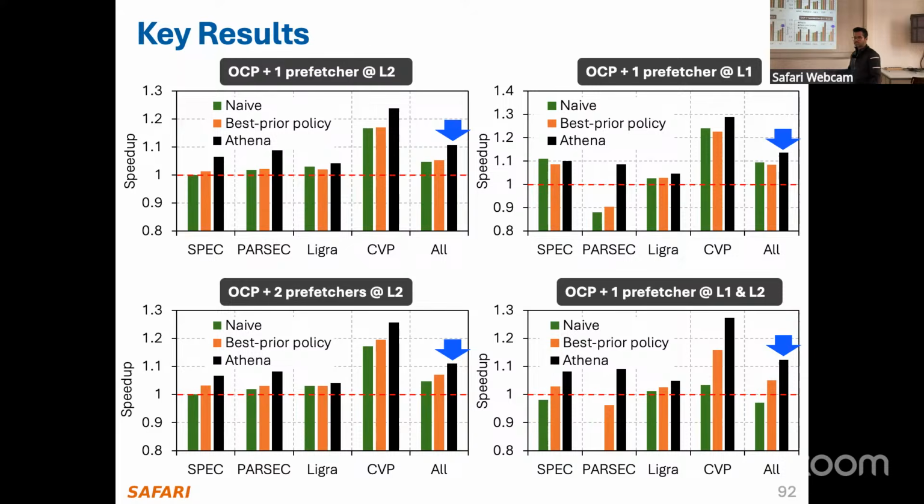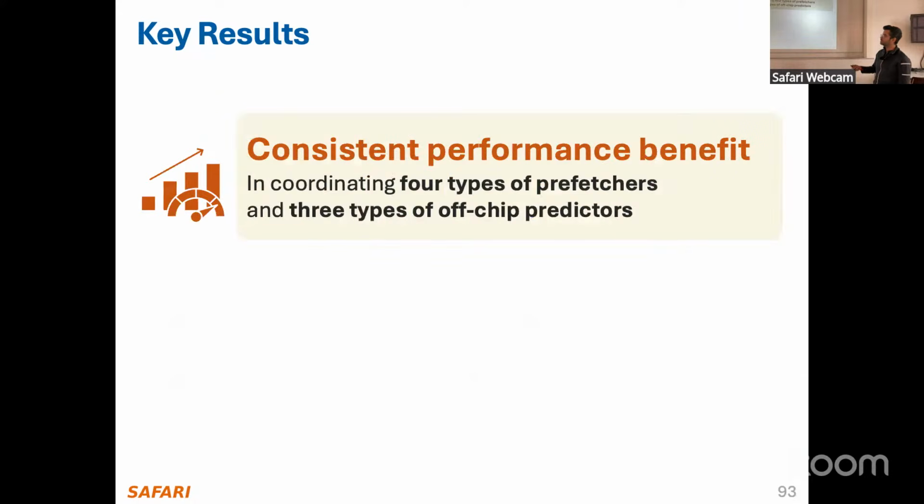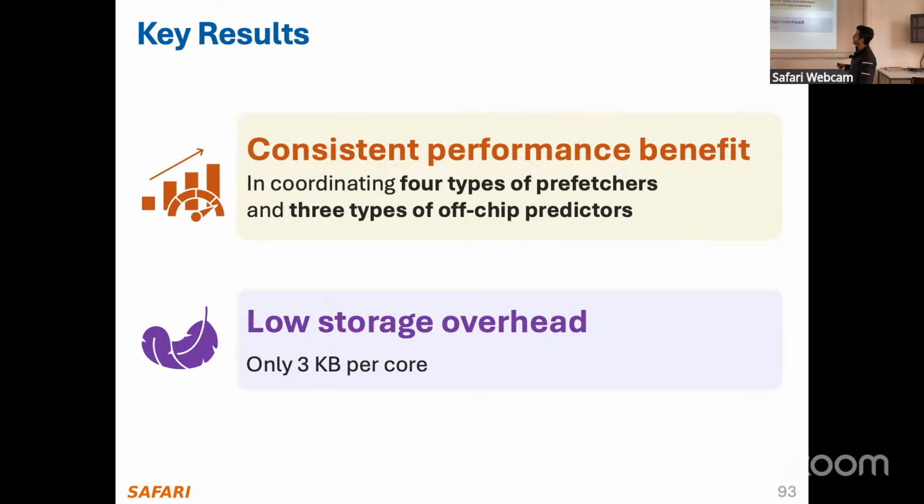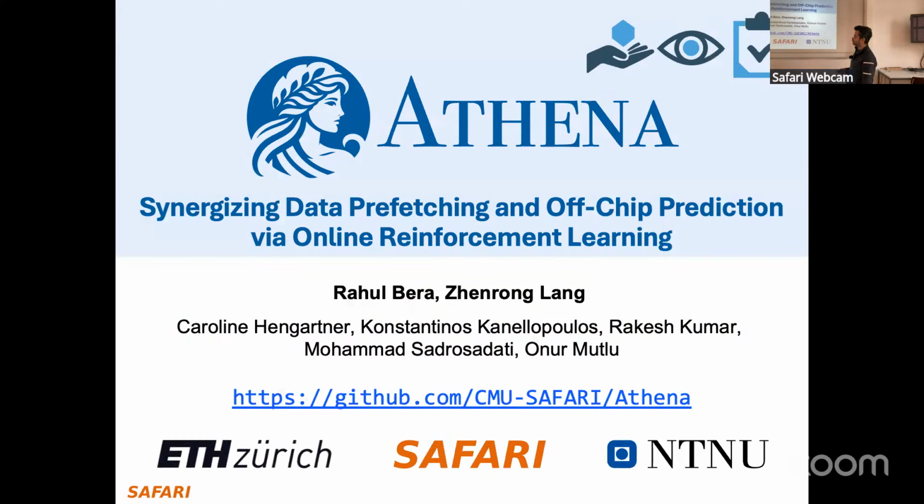So that gives us some understanding that yes, it can provide performance benefit. That's what we are writing over here: it provides consistent performance benefit. In the paper, we have done lots of other evaluations, like varying the prefetchers and varying the off-chip predictors, and we showed that it still works decently well. And the storage overhead is also pretty lightweight. So that's a good point on top of this.